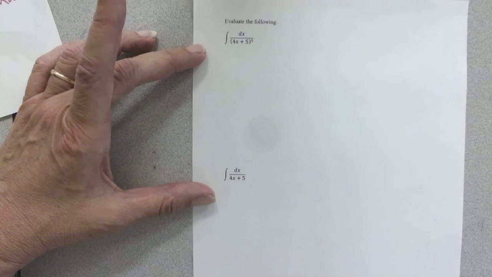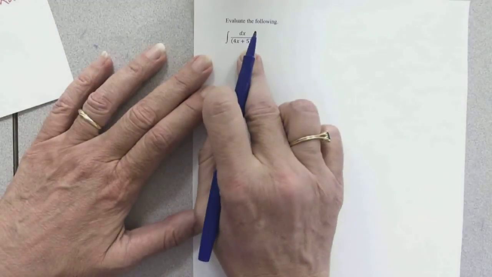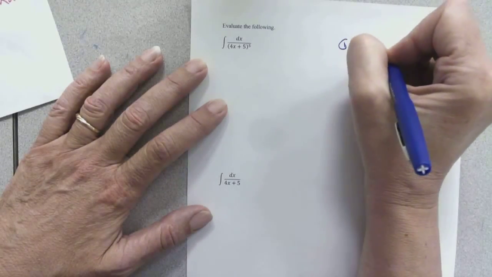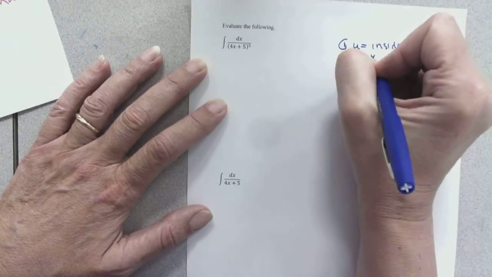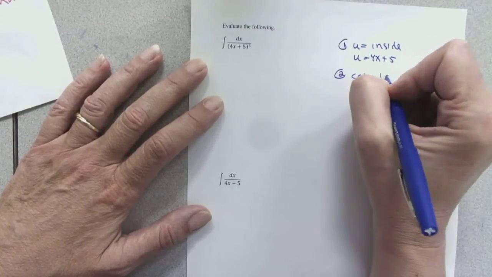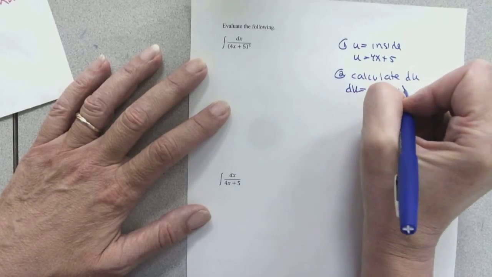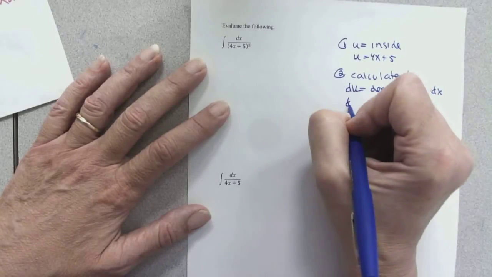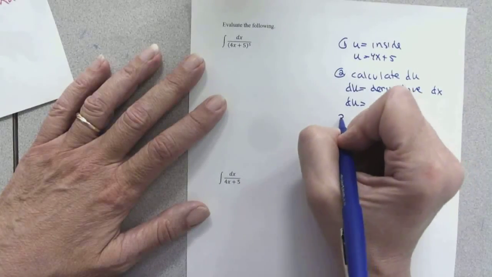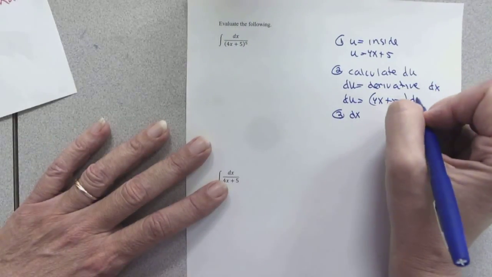They look very similar, but they are actually completely different. So I'm going to let u equal the inside function. So u is going to be 4x plus 5. Calculate du. And remember, du is the derivative times dx. And so du is going to be 4x plus 5, which makes 4x plus 5 dx. There we go.